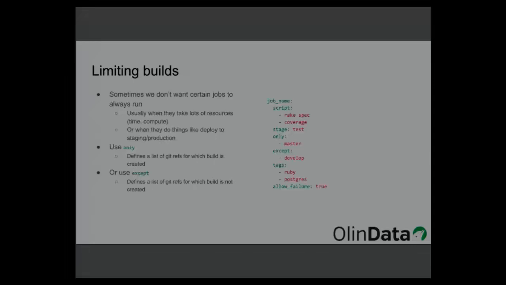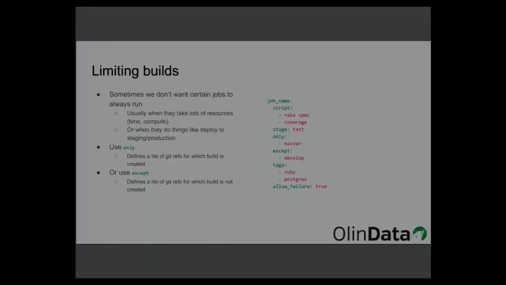So sometimes you want certain builds to not run, certain jobs to not always run. You can think of jobs that take a lot of resources, either lots of time or lots of processing power. Then you might want to think, hey, I only want to run these when I'm actually deploying to a staging or a production environment, or I want to only run these for the master branch.